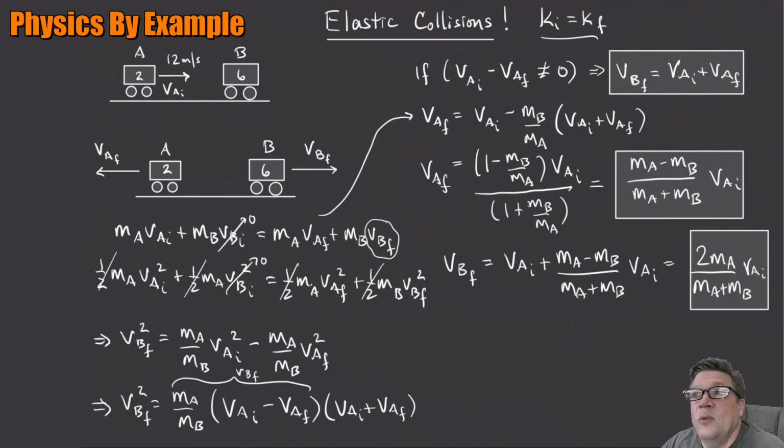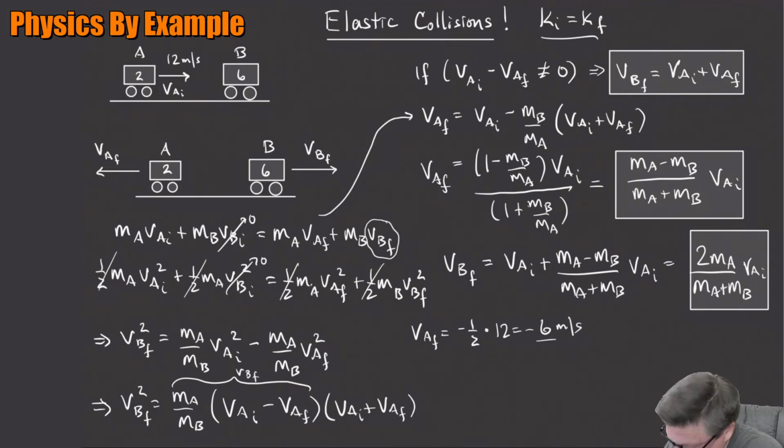So with the masses that I have up there, VA final, what's that going to be? That's the difference of the masses. So 2 minus 6 divided by the sum of the masses, 2 plus 6. So that's going to be minus 4 over 8, or minus 1/2, times the initial speed, which was like 12. So the final velocity of A, sure enough, A is going backwards at a minus 6.